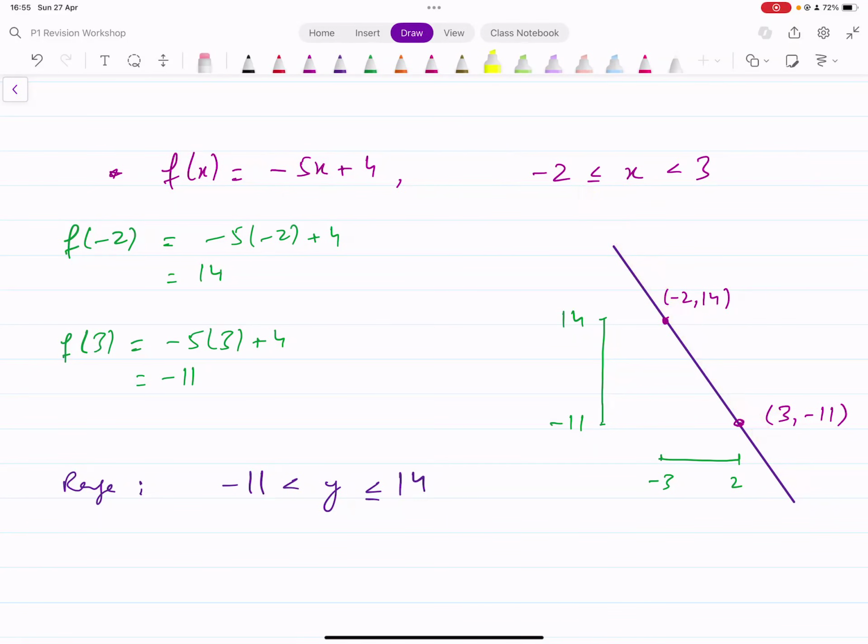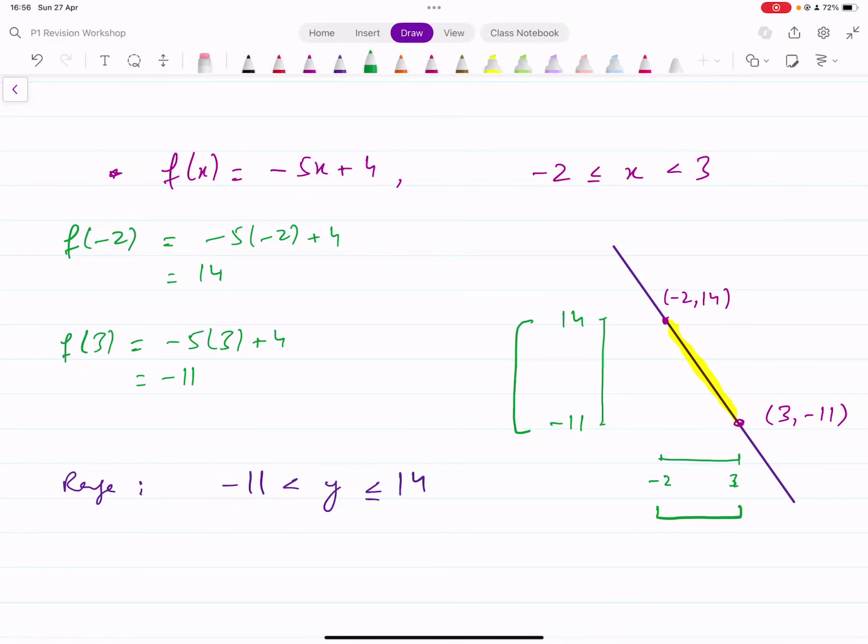From minus 2 to 3, this part of the function is valid. From minus 2 to plus 3. So we have a point on the graph at minus 2, the value for y turns out to be 14. At x equals 3, the value for y turns out to be minus 11. So what part of this function is valid? The part between these 2 points. So on the x-axis now, you are saying any value between minus 2 and 3, that is valid. On the y-axis, any value between minus 11 and 14, that is going to be valid.